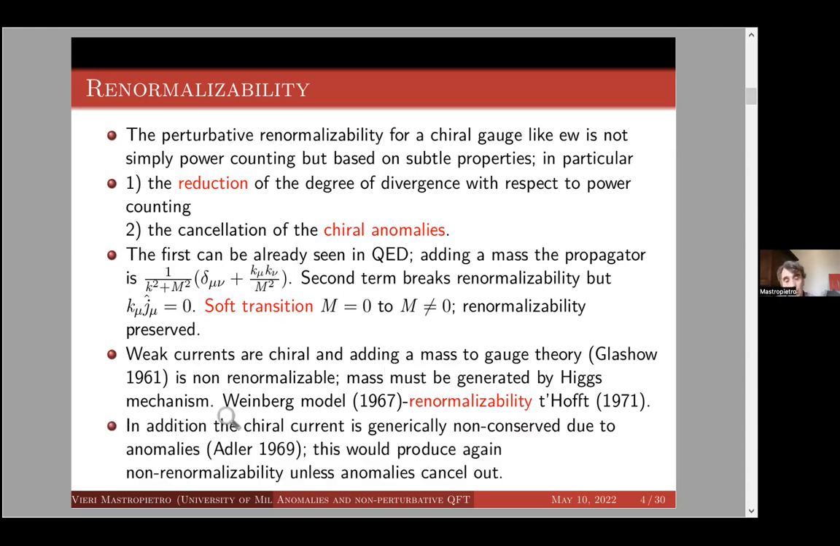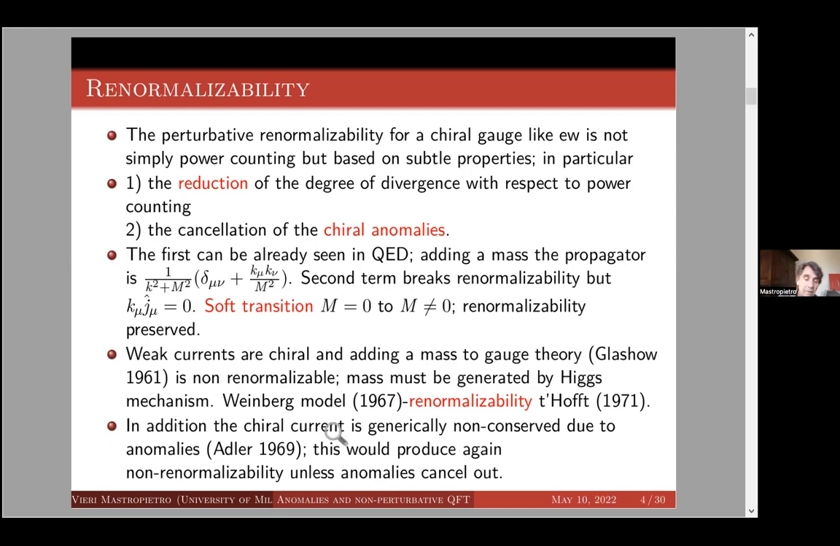The weak currents are chiral, and the chiral currents are anomalous, not generally conserved. So if you have a gauge theory in which the chiral currents are not conserved, the theory would be inconsistent. You are considering a gauge theory just to have renormalizability, but if it is broken by anomalies, then it is not renormalizable anymore.